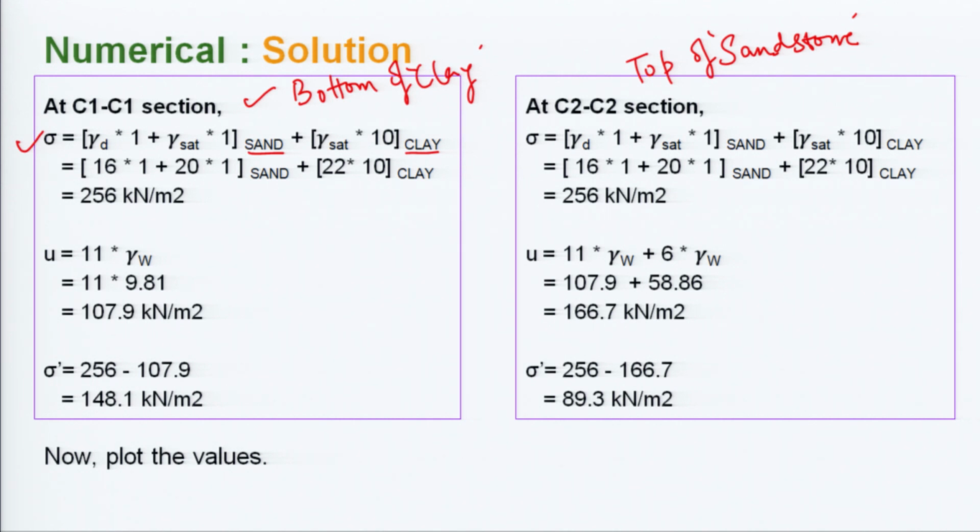So, for the sand layer, the uppermost portion, that is 1 meter, is dry, and then the next portion below that is the gamma saturated value because of the groundwater table level. Now, the clay layer is entirely saturated because it is entirely under the groundwater table zone. So, gamma saturated into the 10 meters of the clay layer. Now, we put in the values: the gamma dry value, the gamma saturated value of the sand, and the gamma saturated value of the clay, that is 22. So, it comes out to be 256 kilonewton per meter square.